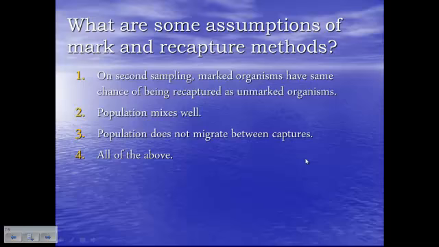So what are some assumptions of mark and recapture methods? Take a look at this, pause the video, think about it, and we're back. If you didn't pause the video, maybe your fingers will move a little more quickly next time. All of the above. In mark and recapture, we cannot have any emigration or immigration, things leaving or things coming out. Understand that the population is going to need to mix, and then on the second sampling, marked organisms have the same chance of being recaptured as unmarked organisms.